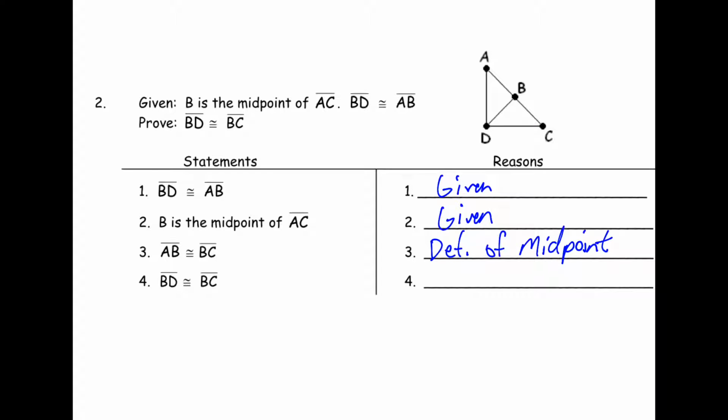Number 2, we have two given statements. From the definition of a midpoint, we know that these two segments are equal to each other since B cuts it into two equal parts. Then we do some substitution and we replace AB with what it's equal to, and then we're done.